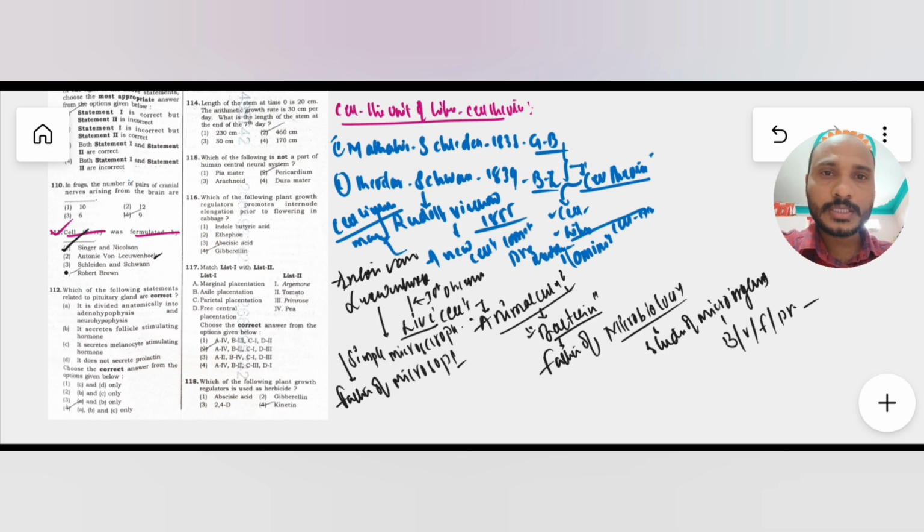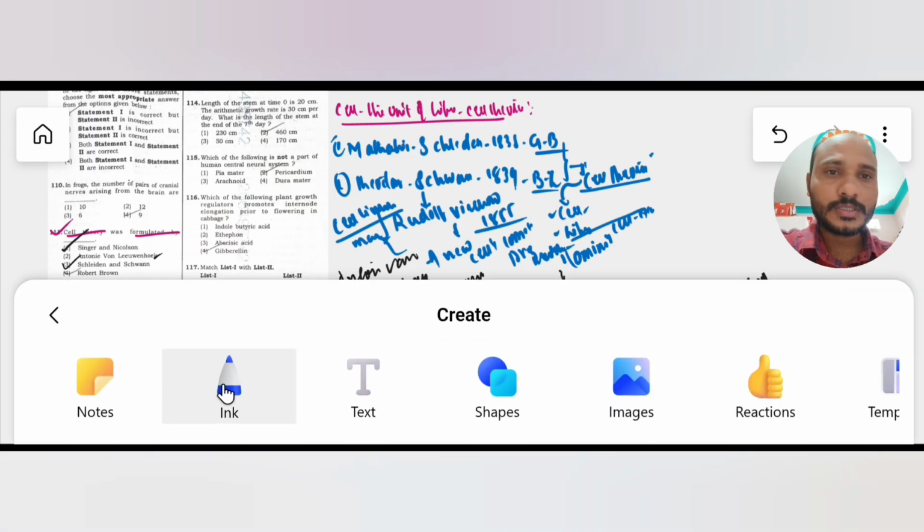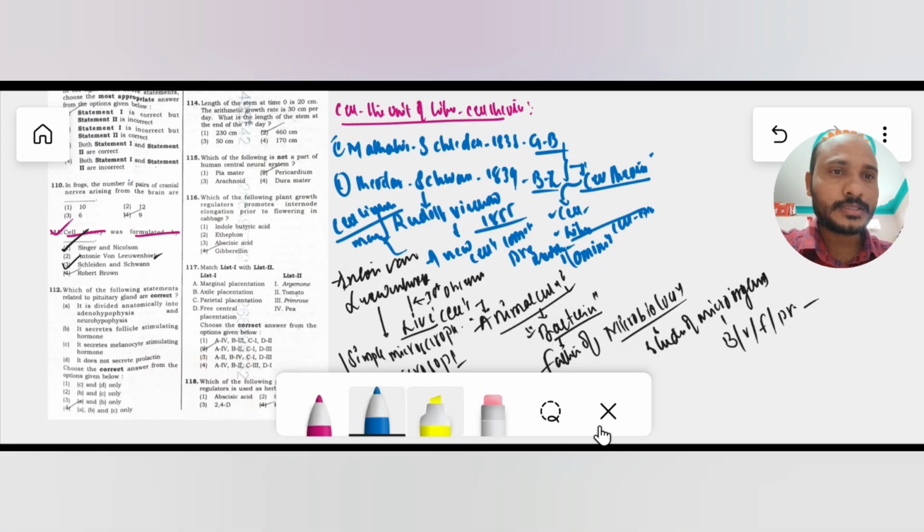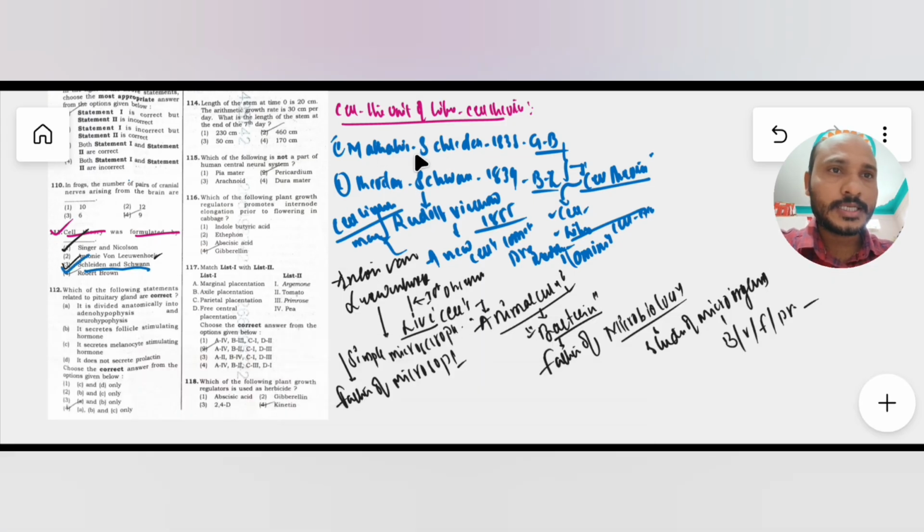Now coming to another pair of scientists, Schleiden and Schwann. In this question, cell theory was formulated by Schleiden and Schwann. These two scientists proposed the cell theory. So the right answer is the third one, not the first one. Now we will discuss the contribution of Singer and Nicolson.